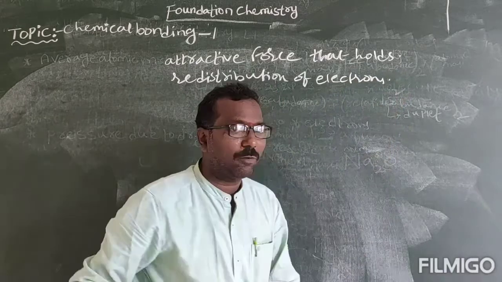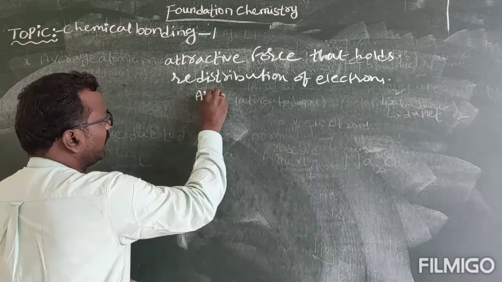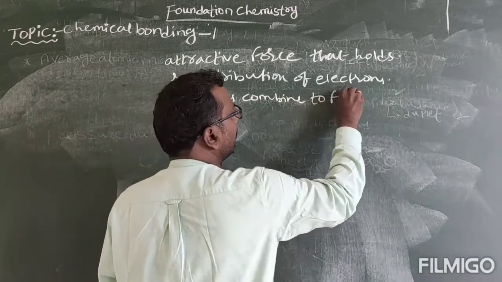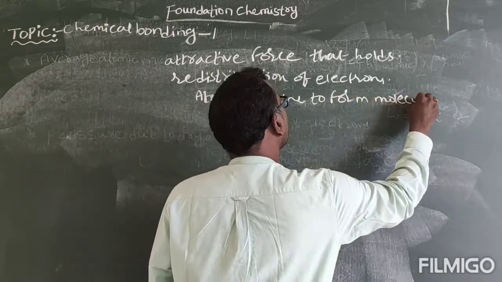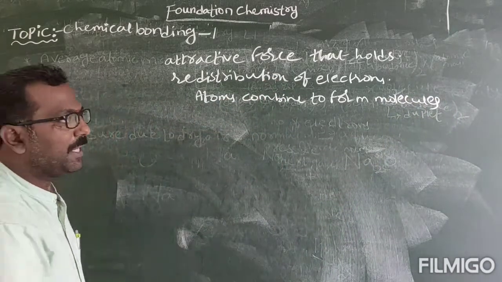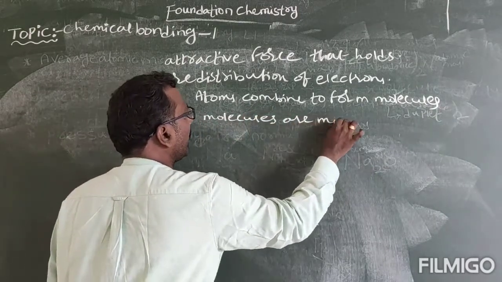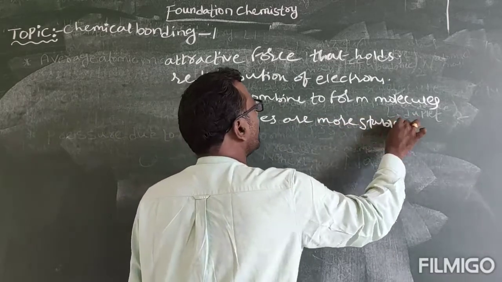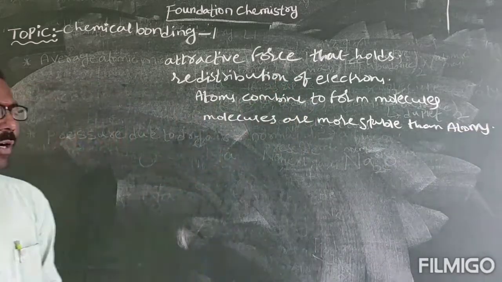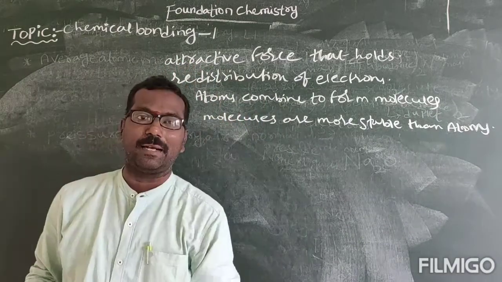See what is happening now. Atoms combine to form molecules. Atoms combine to form molecules, we are saying. Molecules are more stable than atoms. So what is happening here? Attraction is there, redistribution is there, stability is there.